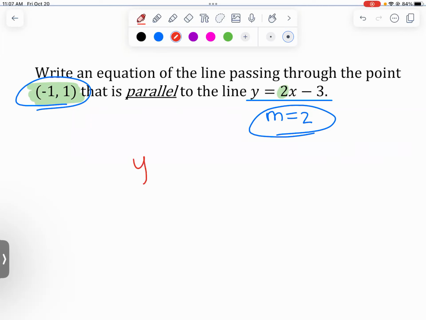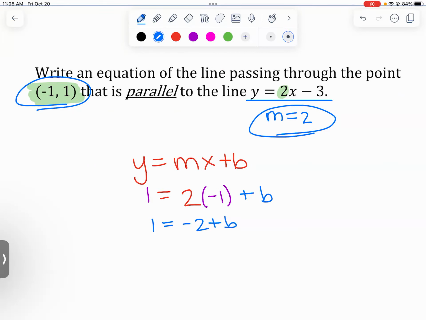We know that y equals mx plus b. We know our m. We need to solve for our b. So we know that our slope is 2. We know that x is -1, y is 1, and now we need to solve for b. Well, if 1 equals -2 plus b, what's b?